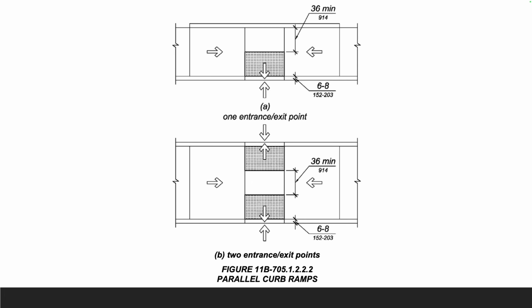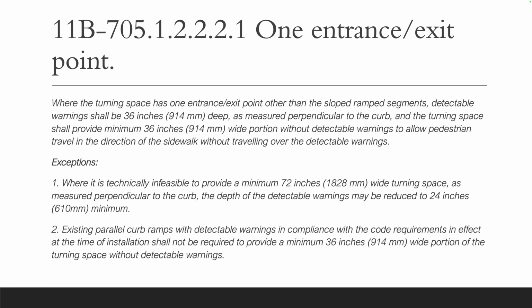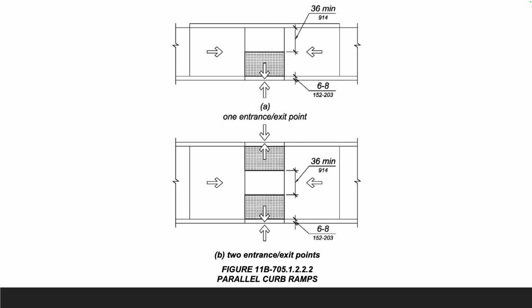And here's a graphic to help explain 705.1.2.2. Graphic A, one entrance and exit point, coincides with 705.1.2.2.2.1, the one with the one entrance and exit point, that one. And you can see here we have the little mark for the 6 to 8 inch curb. Then we have our detectable warning surface, which is 36, has to be. And then we need the other 36 clear. And if you add all that together, so that's 6, 36, 36, you get a minimum depth measured from the face of the curb to the back of the curb of 78 inches.